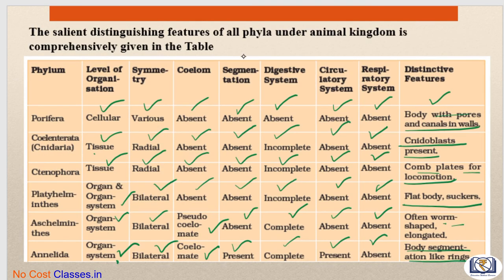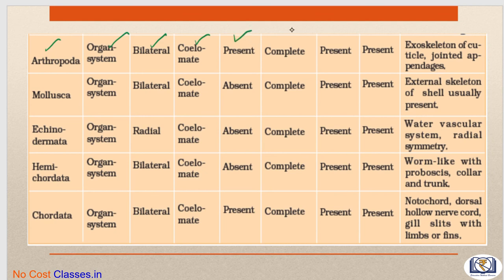what was it? This was segmentation, digestive, circulatory system. Okay, so present here, the complete system is present, and exoskeleton of cuticle, jointed appendages. Mollusca: this is the characteristic, you know, in all present. Here we have bilateral symmetry, coelomate, segmentation absent. Complete system present, and an external skeletal shell usually present.